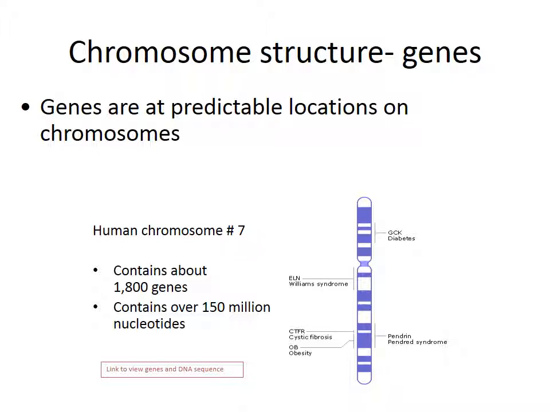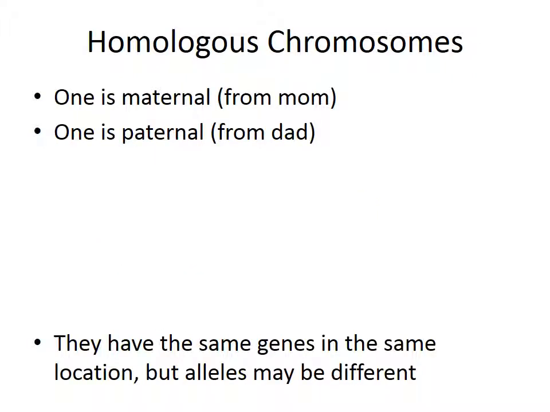We've learned that when the DNA coils up into the chromosome structure, we can also say that chromosomes contain genes. And genes are at predictable locations on those chromosomes. So for example, on human chromosome number 7, scientists have discovered various genes that are located at particular spots on that particular chromosome. So what we can say about homologous chromosomes is that it's a pair of chromosomes, and one is maternal, or from mom, and the other one is paternal, or from dad. They have the same genes in the same locations, but we say the alleles may be different. So we'll define alleles in just a minute.